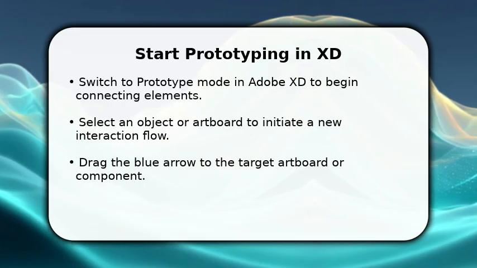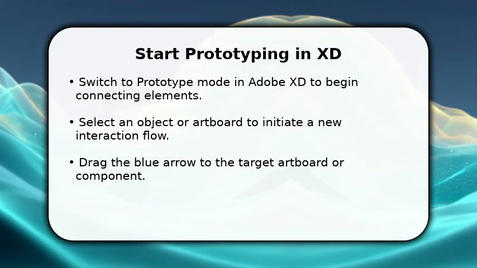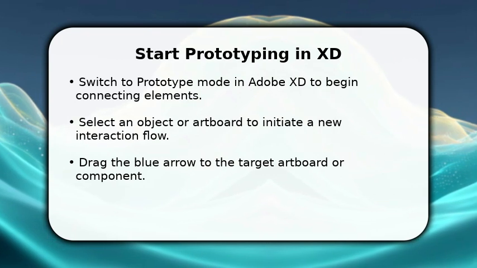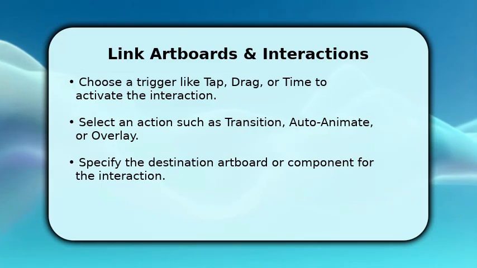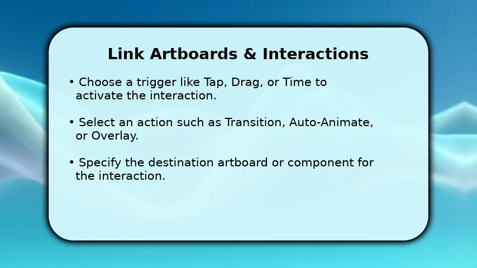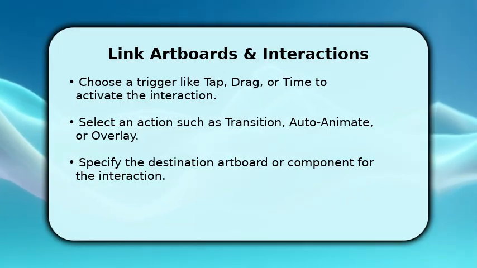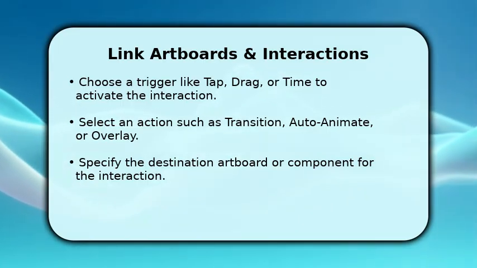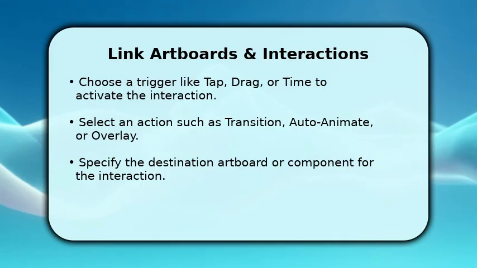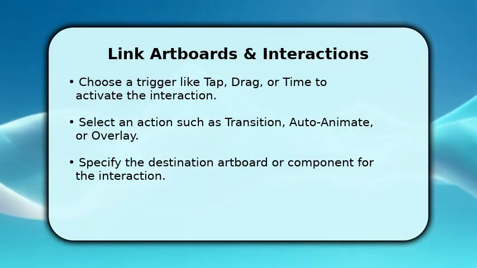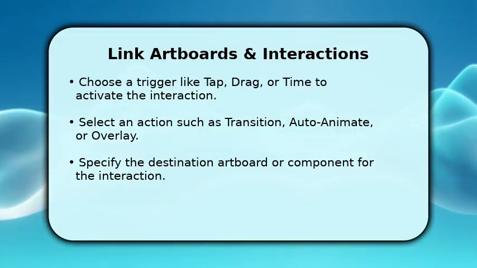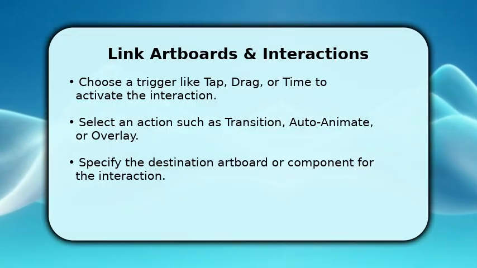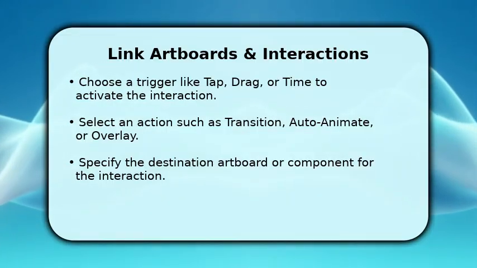This crucial first step establishes the fundamental connection for your user flow, setting the stage for a dynamic and interactive experience. Once your artboards are connected, it is time to define the interaction details. Choose a trigger, such as a tap for a button click or drag for a swipe gesture. Next, select an action. Transition moves between artboards, while auto-animate creates dynamic motion between similar elements. Finally, specify the destination artboard and fine-tune the easing and duration for a polished, natural feel.